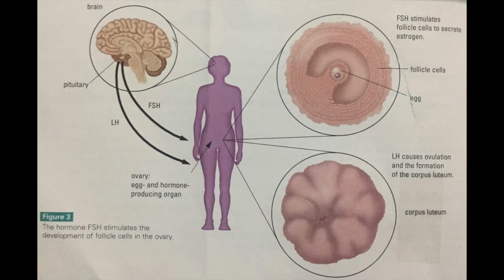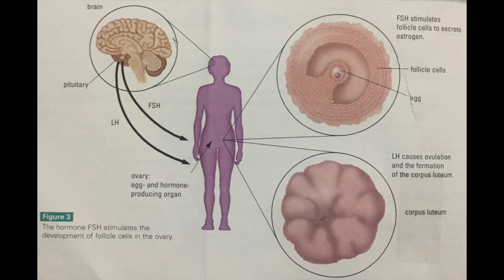FSH also triggers the development of follicle cells in the ovary. Let's look at figure 3. Figure 3: the hormone FSH stimulates the development of the follicle cells in the ovary. It begins with the brain, and deep in the brain, the pituitary gland, you have the LH and the FSH coming out. And you can see that the ovary is pointed out. The egg and hormone producing organ is the ovary.